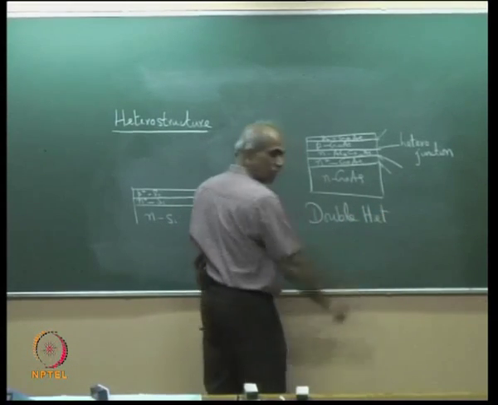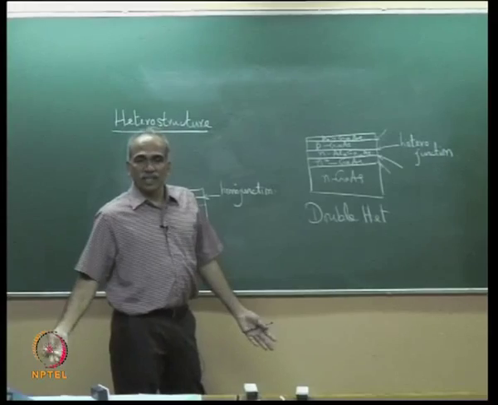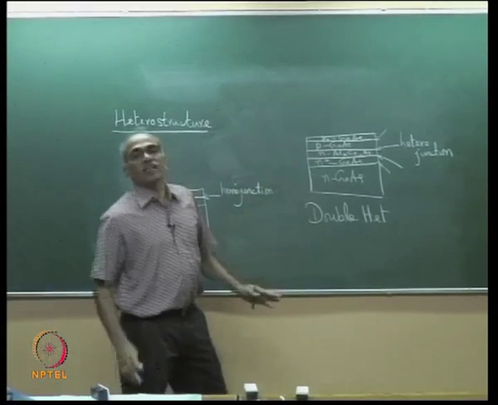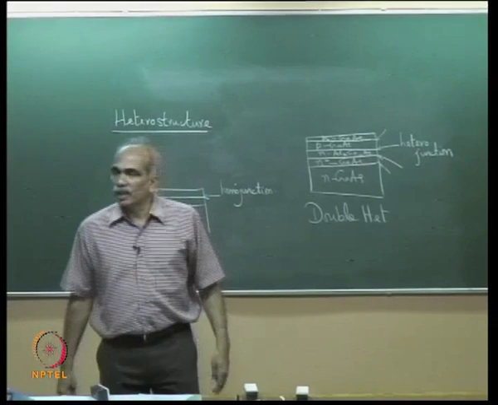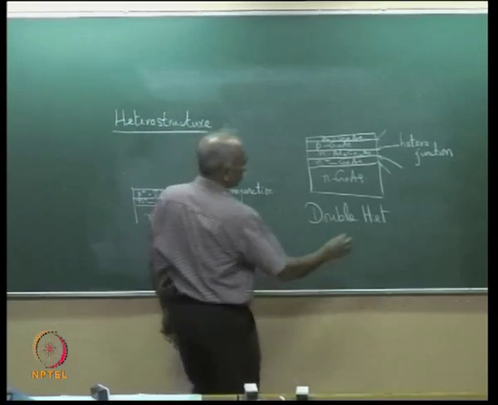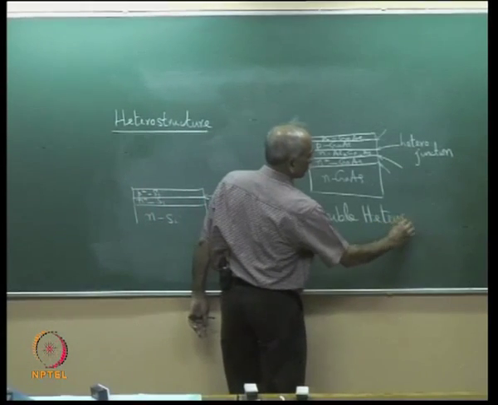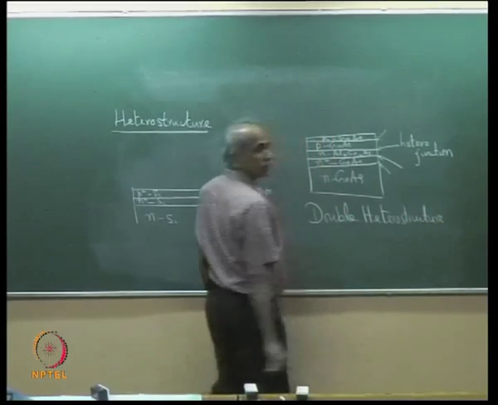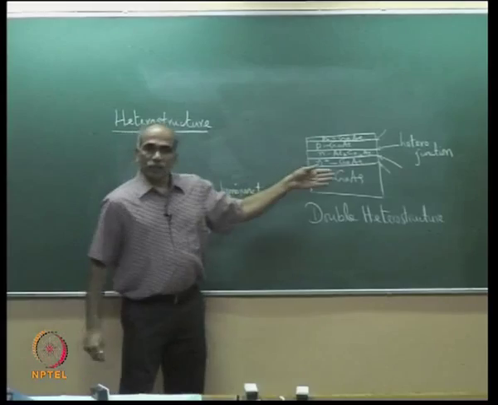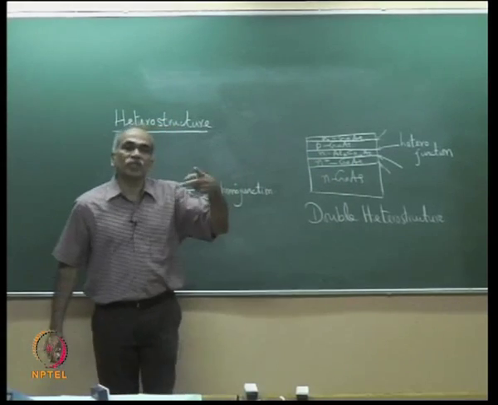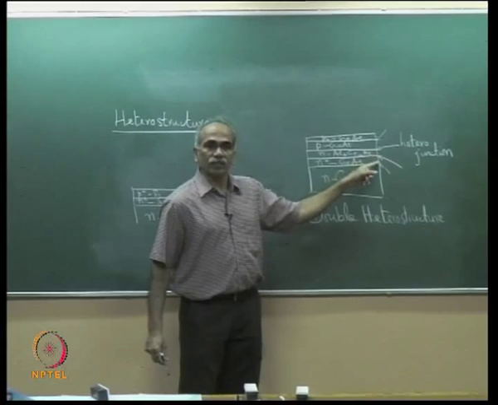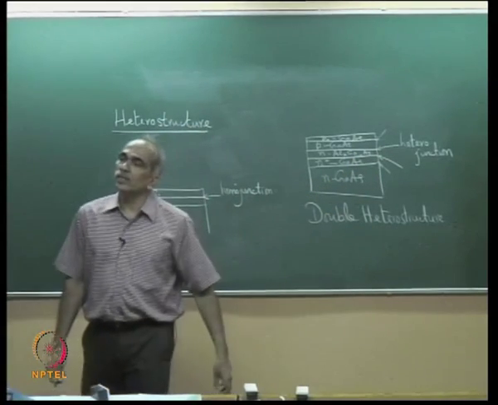You will see that almost all the laser diodes are double heterostructures. In fact, they are also called double heterostructure lasers. So, what is a double heterostructure? A heterostructure which has two heterojunctions. A heterostructure that has two heterojunctions is called a double heterostructure.